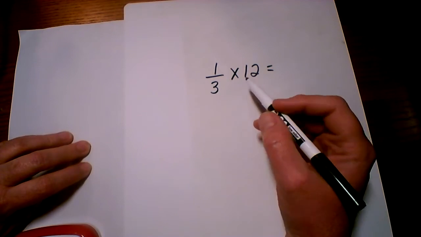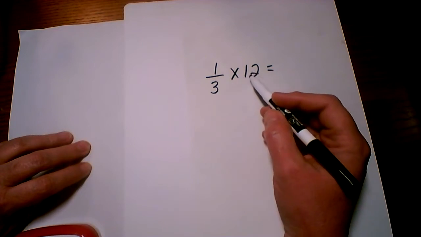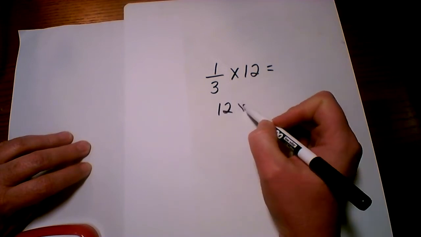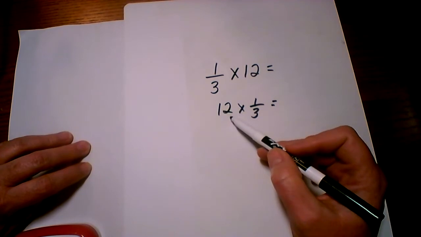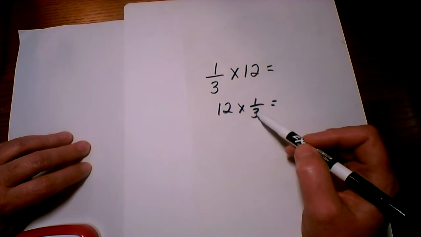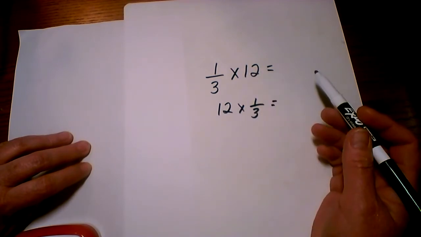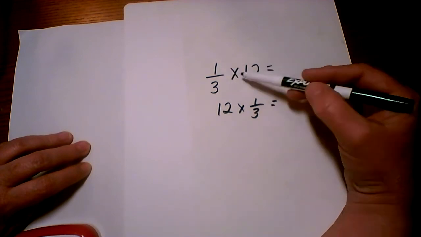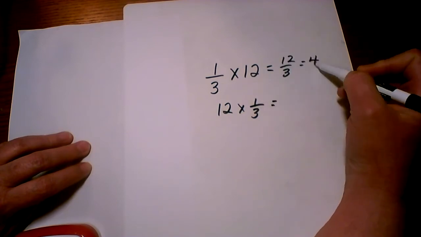This means 1/3 taken 12 times. Now, if we wrote this 12 times 1/3, that means 12 taken only 1/3 times. So not a whole 12, but 1/3 of 12. Do we end up with the same answer? Absolutely. This would be 1 times 12 over 3. So that would be 12 over 3, and our answer is 4.